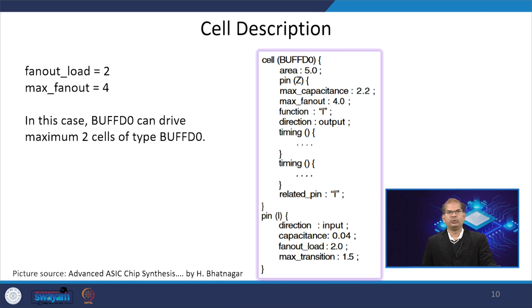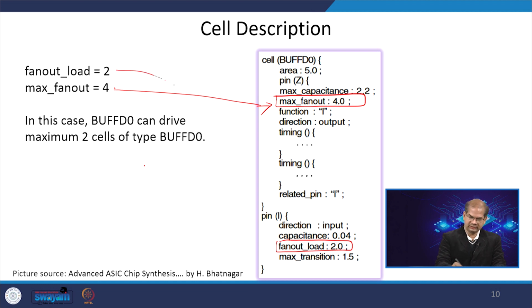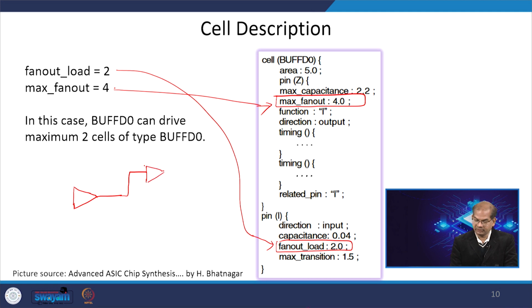Now, I will give an example of how the tool will utilize that information. Let us say in this cell description part, the max fan out of the Z pin is 4, corresponding to this one. Then you have the fan out load, which is 2. So, the fan out load here is 2. In this case I have a buffer, so what the tool will check is how many loads it is driving. If you can see here, the output pin has a maximum fan out of 4 and the input fan out load is 2. So, it can drive 2 similar kinds of buffers.